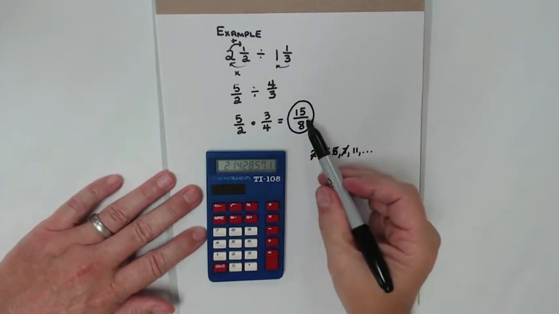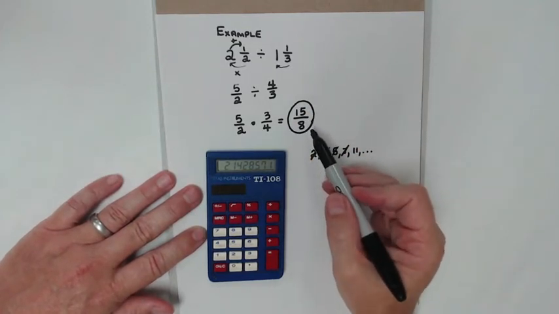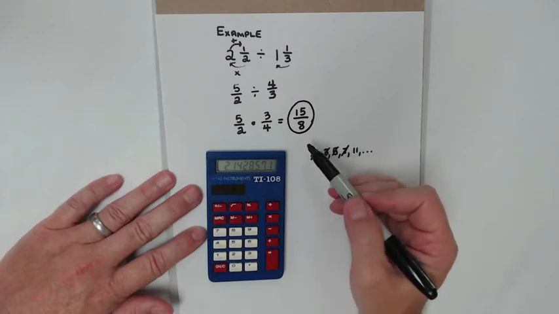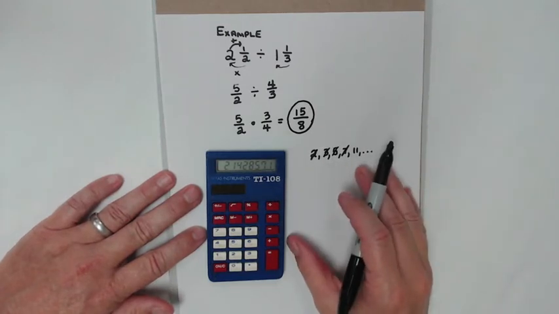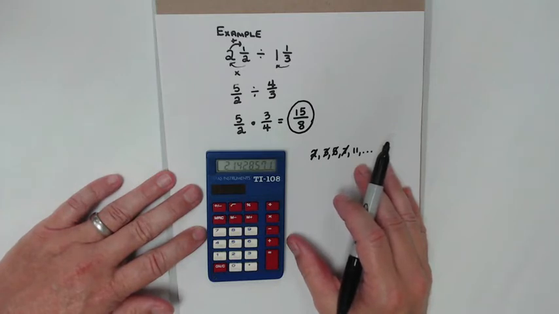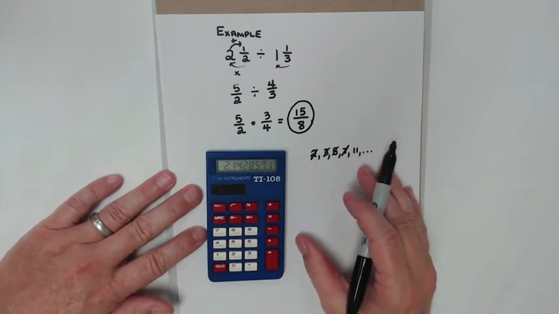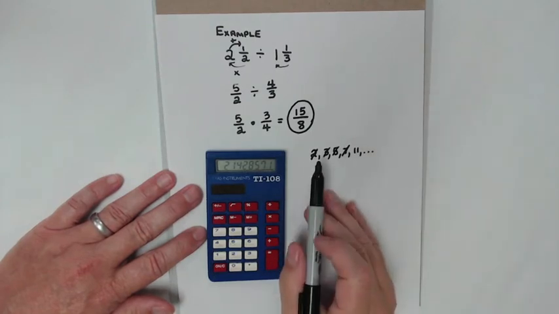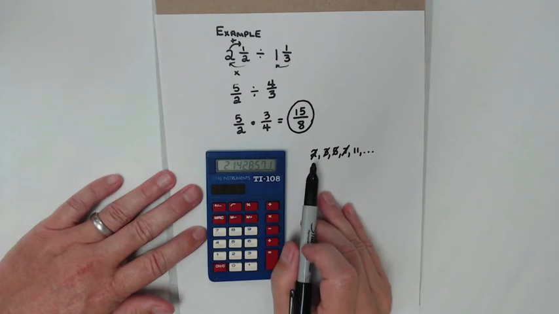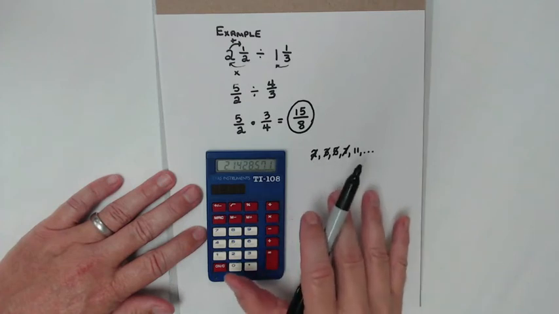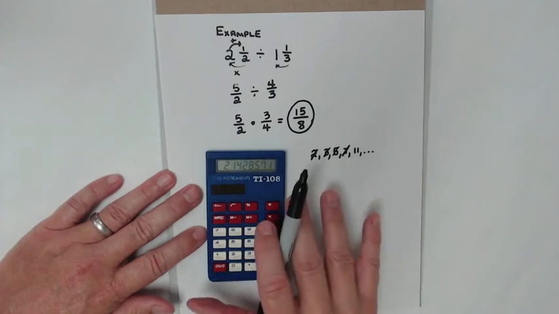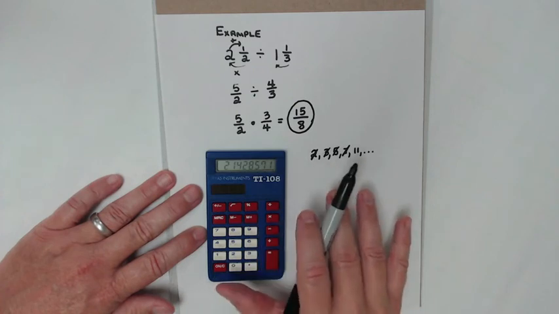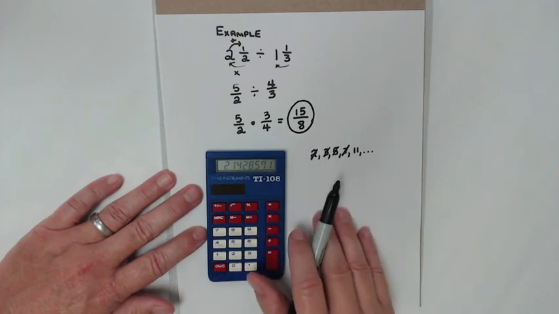Again, it's not wrong to have your answer as an improper fraction unless the instructions say you can't have it as an improper fraction. If you need to change it to a mixed number, that's what the instructions say, then you need to change it to a mixed number. And I'll put a video over here in the corner on how to change an improper fraction to a mixed number. Read your instructions. If your instructions don't say to put it in one form or the other, then just leave it as an improper fraction.